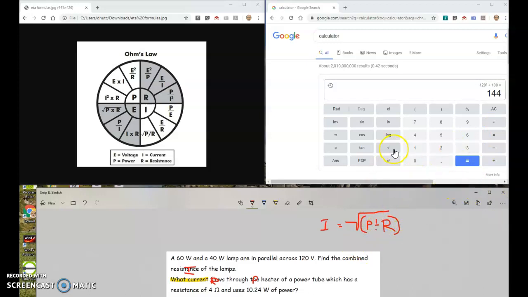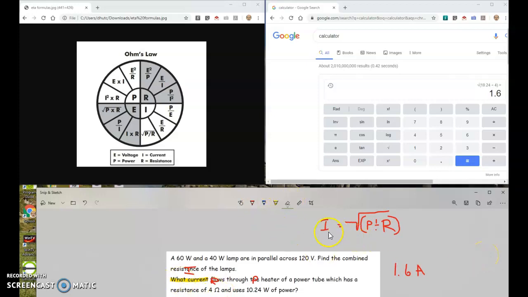But on the Google calculator, and another reason that I kind of like it, if we clear this out and we hit the square root key, it automatically puts the parentheses in for you, so you don't have to go over here and hit the parentheses keys. On most calculators, you would have to hit the parentheses keys. Okay, so just keep that in mind. Now we're going to put in our P, and our P is 10.24, and we're going to divide that by 4 ohms. So we're going to put in our 4, and we're going to hit equals, and we get 1.6, and we're trying to find current, so that's going to be 1.6. And what would you put after that for current? You would put an A, amps, and that's the way that you would do that problem.